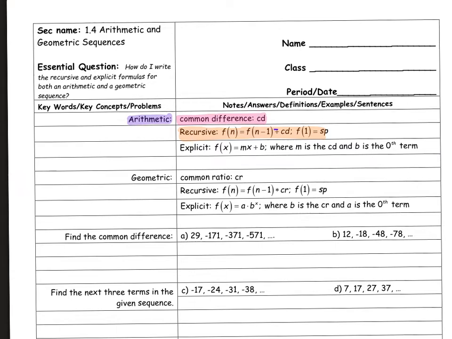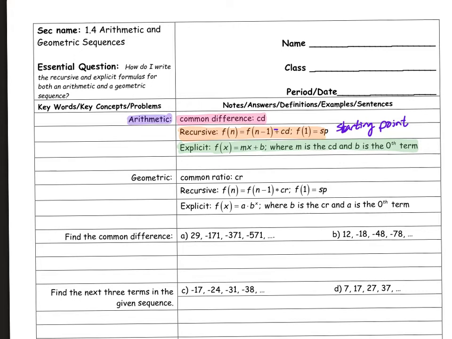And then I want to say f of 1 equals my SP, which is my starting point. So SP is my starting point, the first term in my sequence. And then we have an explicit equation which says f of x, I changed my variable, it's okay, f of x equals mx plus b, where m is my common difference and b is the 0th term. Remember, I have to go back from my first term, I have to go back one and find that 0th term.